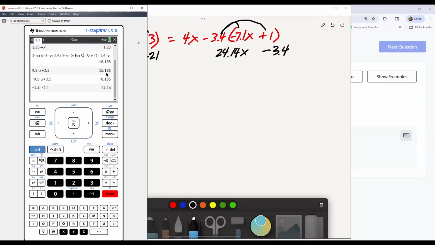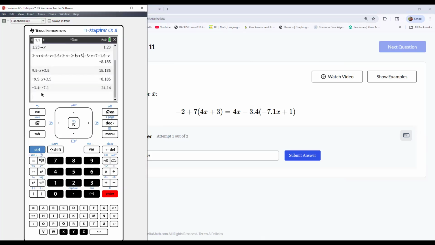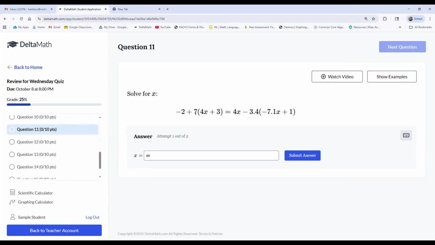Okay, so let me get rid of this now, and let me make sure everything looks good, because I want to make sure I didn't do anything careless. A negative 3.4 times a negative 7.1, and I got 24.14. Okay, so now from here, I'm just going to box. I'm going to have one box on the left, one circle, one box on the right, one circle. Every term is going to go into a box or a circle.